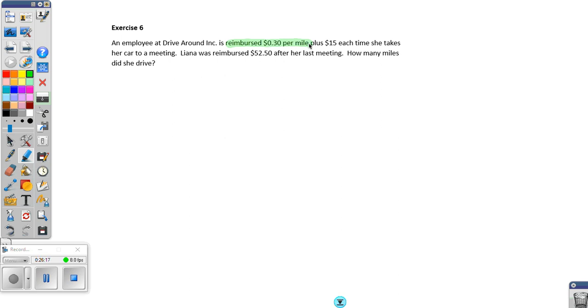So this employee was reimbursed 30 cents per mile, plus an additional $15 each time she takes her car to a meeting. It says Leanna was reimbursed a total of $52.50 after her last meeting. In this case, they're only describing one trip because they said after her last meeting. That is a singular word. So how many miles did Leanna drive? We're looking for miles here, so let M equal the number of miles.